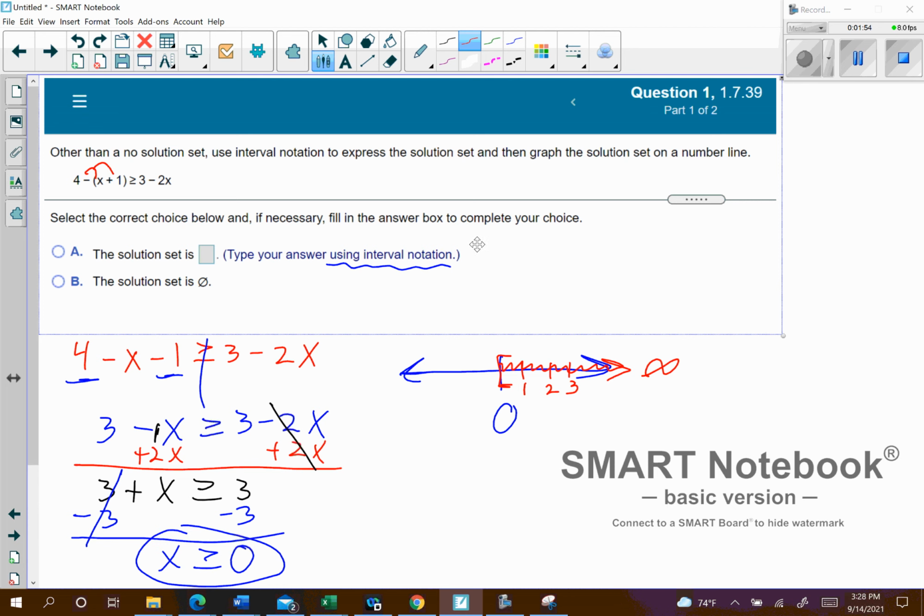And so the interval notation would be from 0 to infinity, and then we always use parentheses for that. And then after you put that answer in, they're probably going to ask you for the graph, and you'll already have it right here. So that's kind of the way I like to do it, is once I solve it, I try to get the number line picture and then do my interval notation. Just makes it a little bit easier.